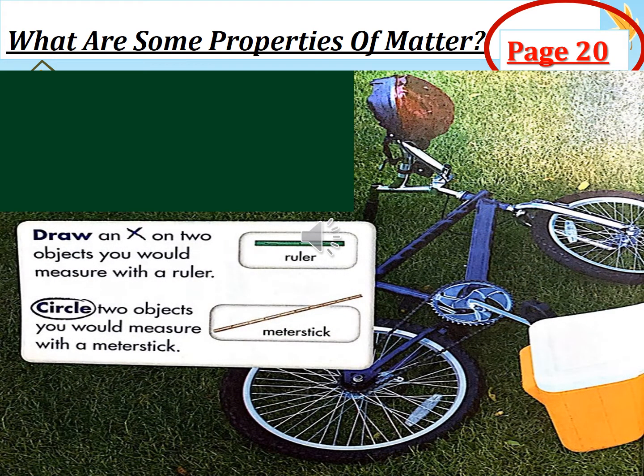Now, kids, your task on pages 20 and 21 is written. The instructions is, draw an X on two objects you would measure with a ruler, and circle two objects you would measure with a meter stick. Bear in your mind that we make use of a ruler to measure small objects and a meter stick to measure large objects. Take your time.